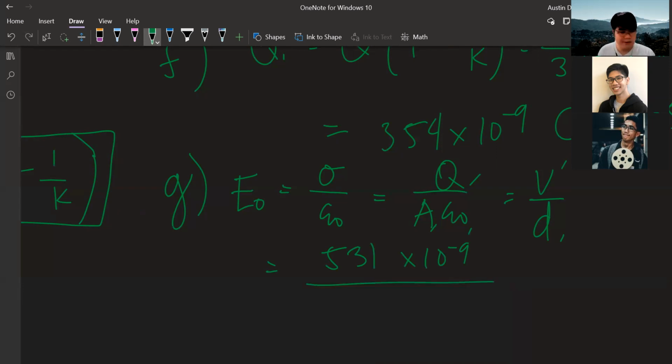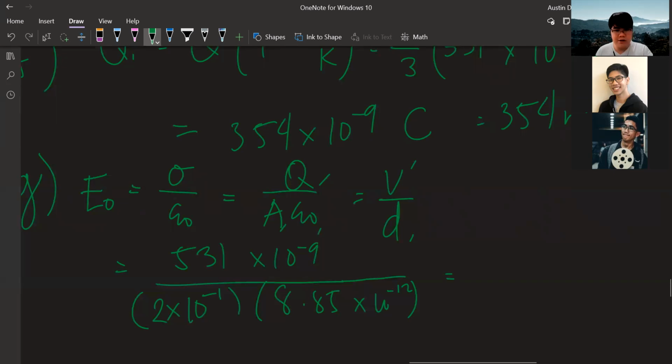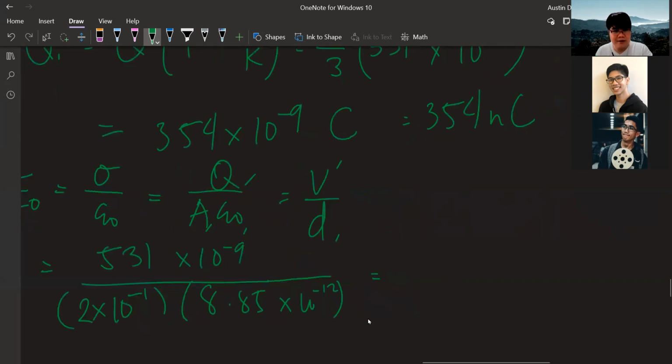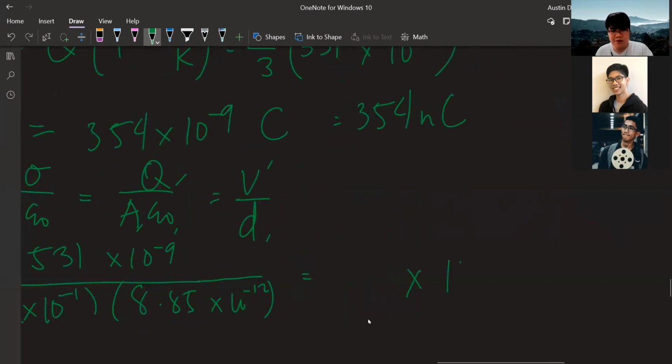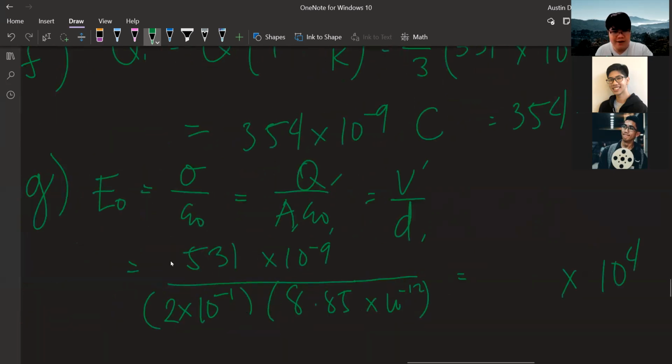Yung A natin is 2 times 10 to the negative 1. And we have epsilon naught to be 8.85 times 10 to the negative 12. So 13 minus 9. So we have times 10 to the 4th power. Then you multiply these 3, divide and multiply these 3 guys.